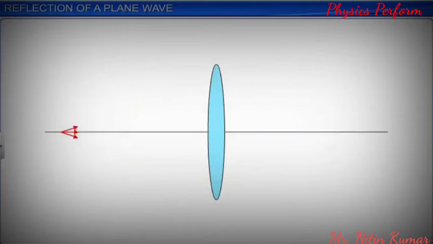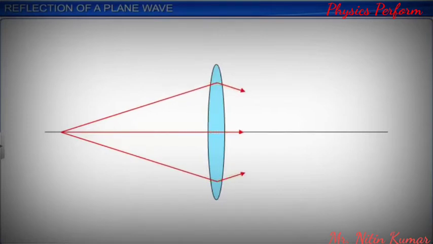Observe the image formation of a point object placed before a convex lens. Although the ray going through the center traverses a shorter path, because of the slower speed in glass, the time taken is the same as for rays traveling near the edge of the lens.